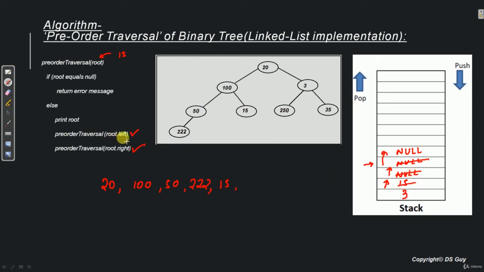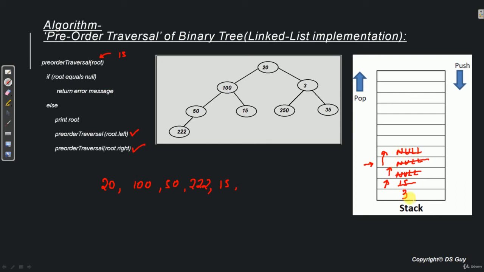Pre-order traversal root.left null, root is null right now. If root equals null, return error message. So it will not do anything. Then it will again come back to the stack and see what is the next thing. It is null. It will put this null into root. If root equals null, again it will return an error message and it is done. So this null is popped out.